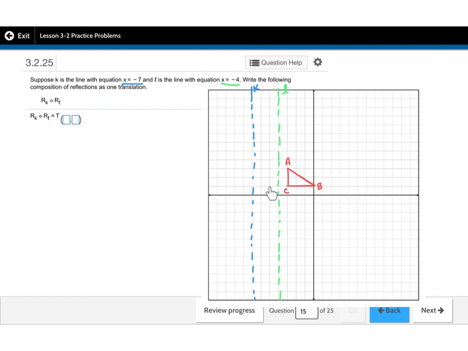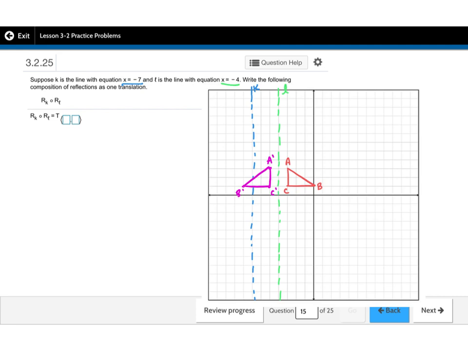C is going to be 1 unit to the left. B, which is currently 4 units to the right of line L, is going to flip over here and be 4 units to the left. And so the result would be a triangle that looks something like this, with A prime now being here, C prime being there, and B prime being there. So this pink triangle is what I would have after I flip the red one across line L.